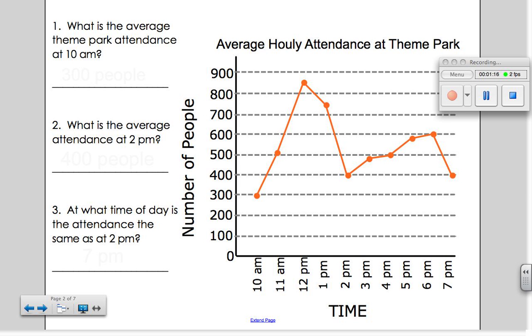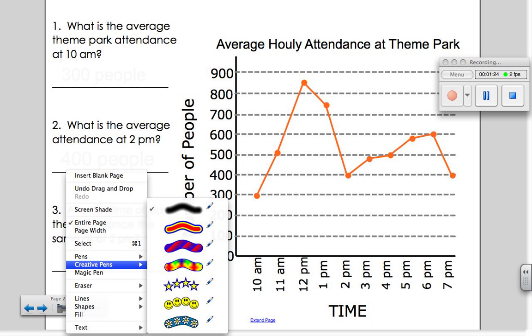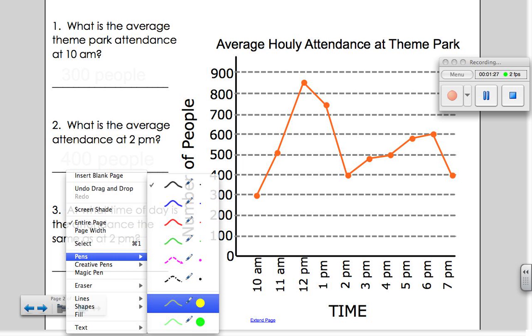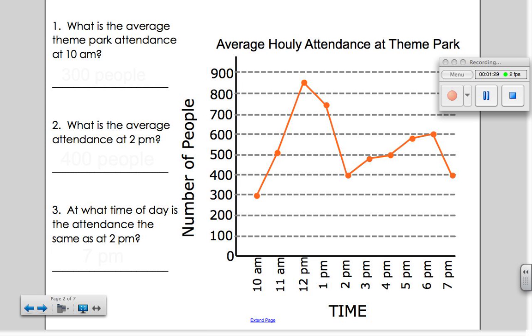Number 1, what is the average theme park attendance at 10 a.m.? What we should try and do is immediately go and find 10 a.m. Look straight up from 10 a.m. and you will notice that 300 people were at the theme park at 10 a.m.